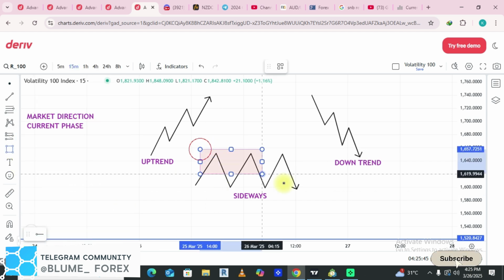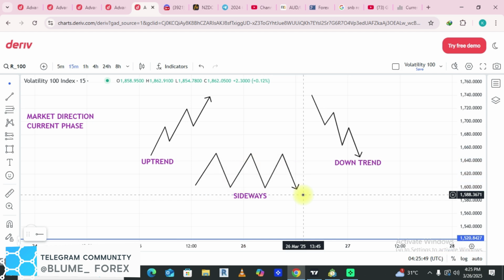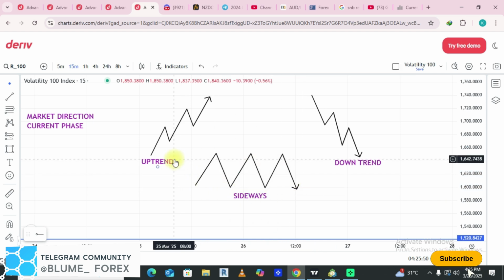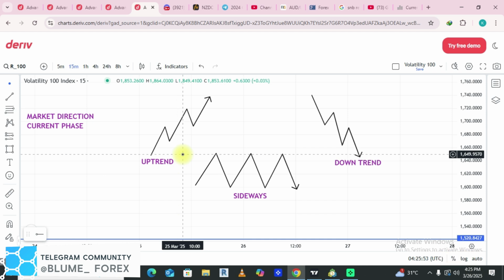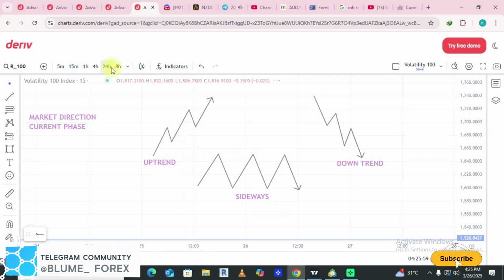At any point in time, before you start analyzing the market, you should be able to know which direction we are in and which phase we are in currently. That's going to help you a lot. Let's look at some examples on the chart now.